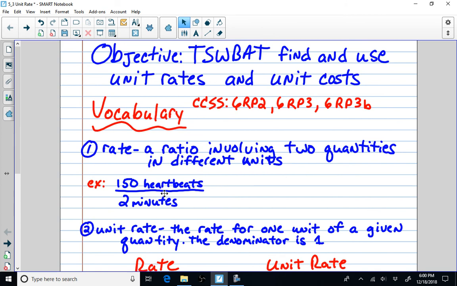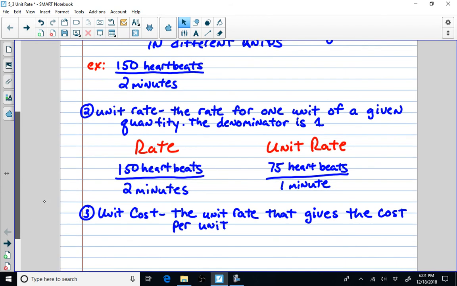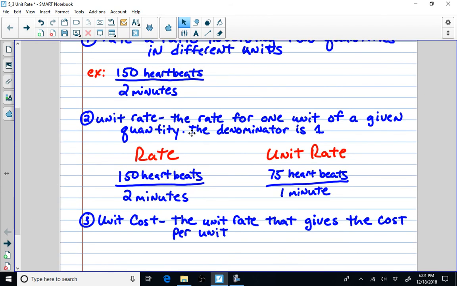Notice the two different units. Heartbeats is one unit, minutes would be another unit. So it's a comparison of two values using different units. Second vocabulary term, unit rate. That is the rate for 1 unit of a given quantity. The denominator will always be 1. A unit rate is a comparison to a quantity of 1.